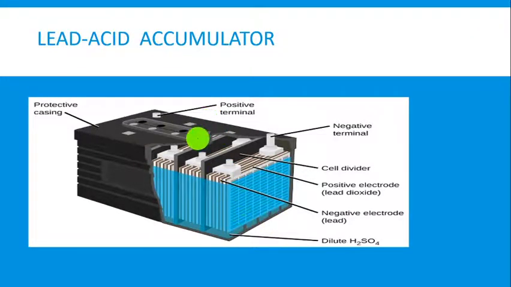This one is called the lead acid accumulator because the electrolyte used in it is H2SO4, sulfuric acid, which is an acid. That is why they call it acid accumulator. They call it lead because the electrode used in this case is lead oxide. That's why it is referred to as a lead acid accumulator.